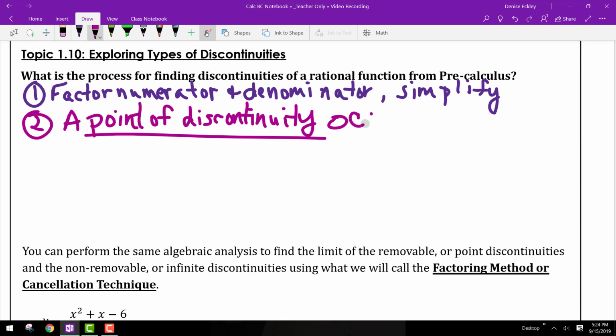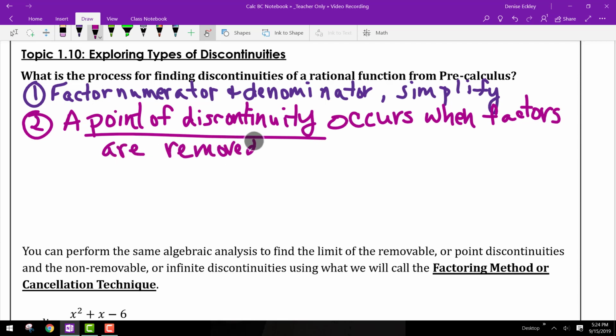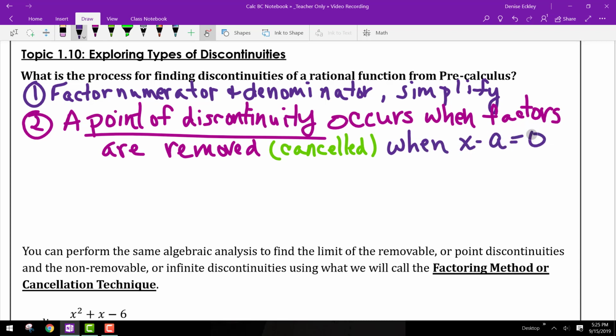This occurs when factors are removed or canceled, however you want to say it. And of course, this happens when x minus a equals 0.